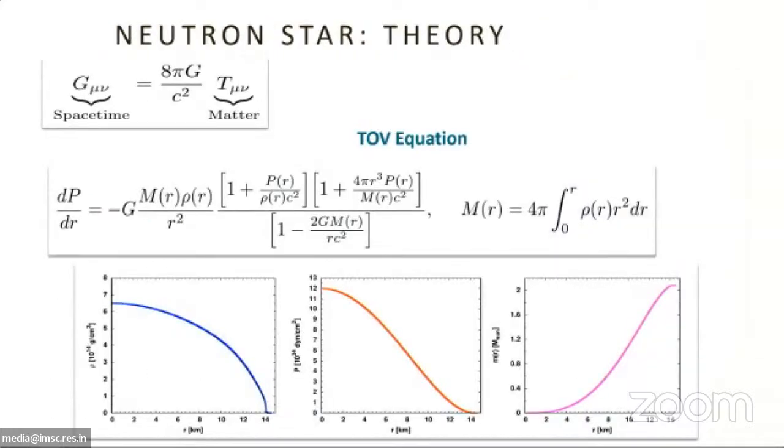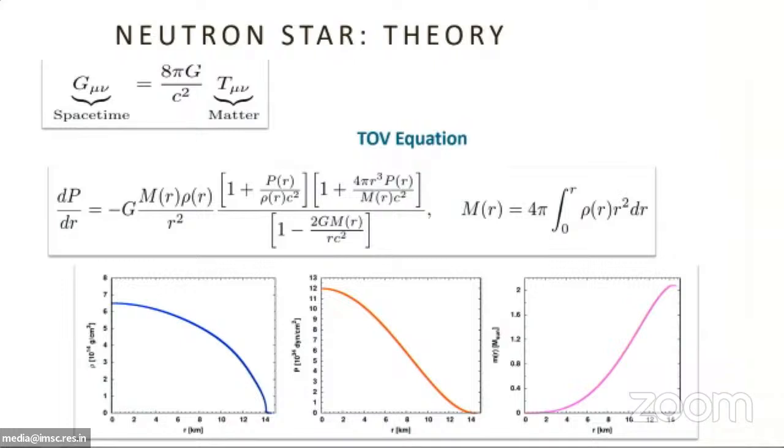Because they are so dense, normal relativistic calculations will not apply. So we have to solve the Einstein equation, and this was done again in the early 30s. Tolman, Oppenheimer, and Volkoff came up with this equation. This is basically the hydrostatic equilibrium condition. These two are the special relativistic terms, and this is the general relativistic term which comes as a correction. This is the TOV equation.